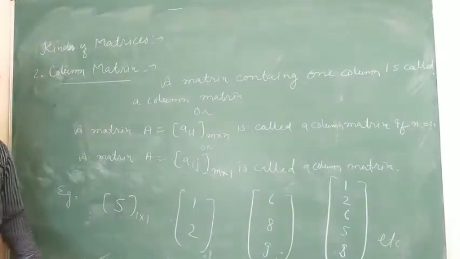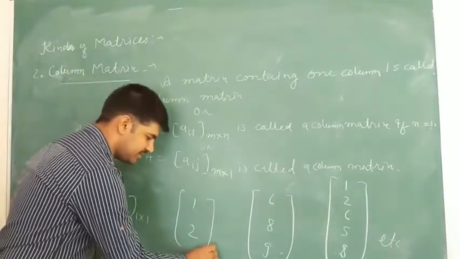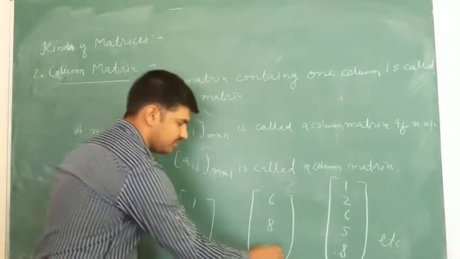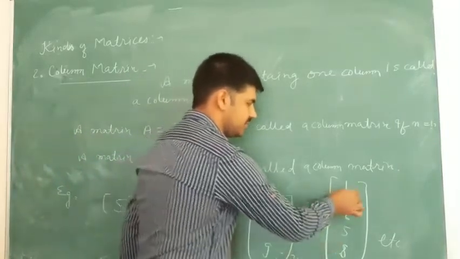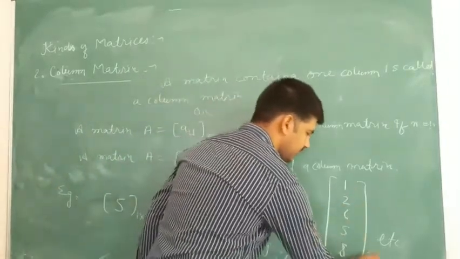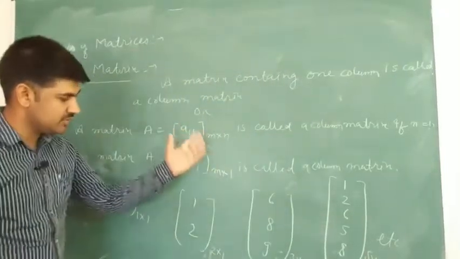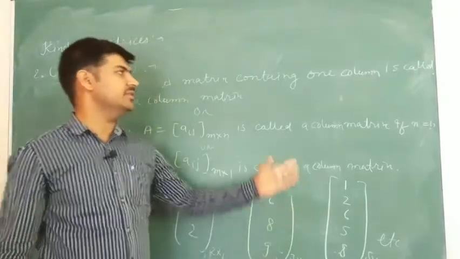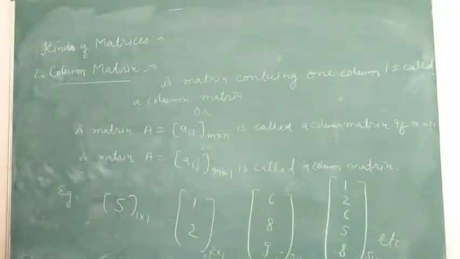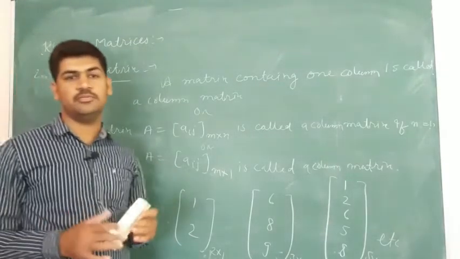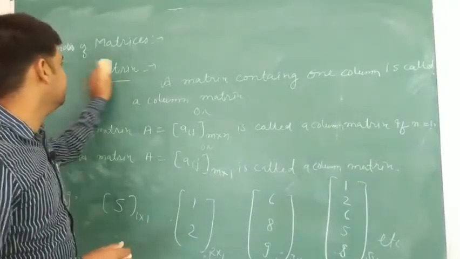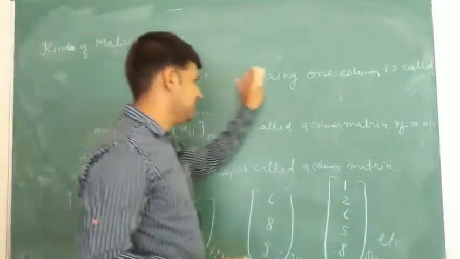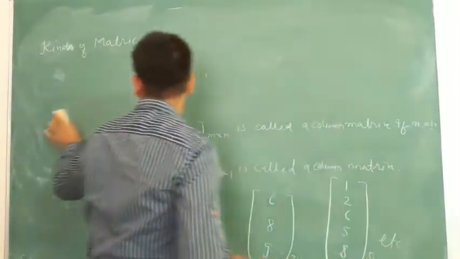See, the order of this particular matrix is 2 by 1, the order of this one is 3 by 1, the order of this one is 5 by 1. So what you notice here in all these examples is the number of columns in all these matrices is 1, therefore they are the examples of column matrices. Okay students, I hope you have understood both row and column matrix. And now the third type of matrix we are taking is a square matrix.